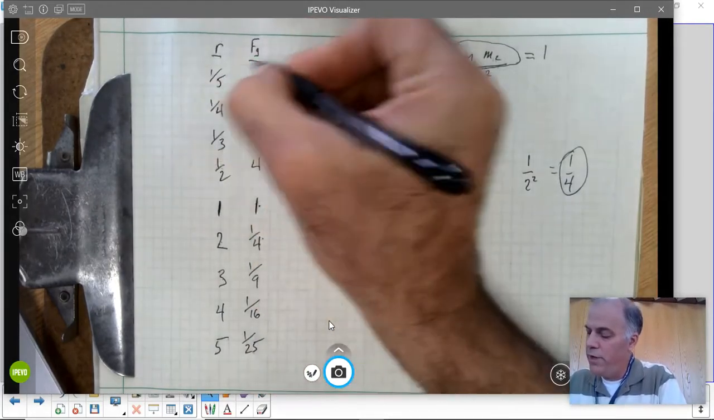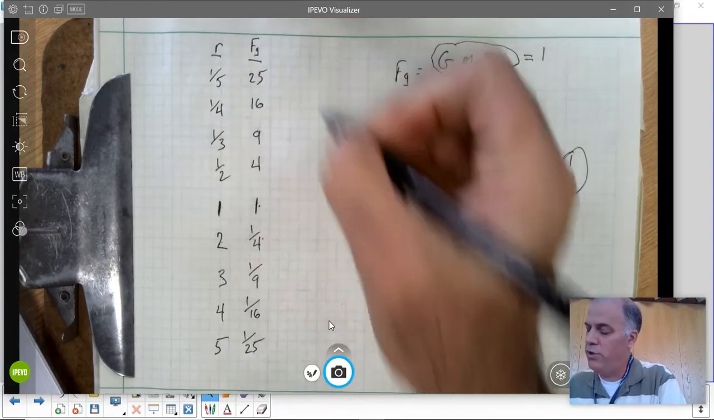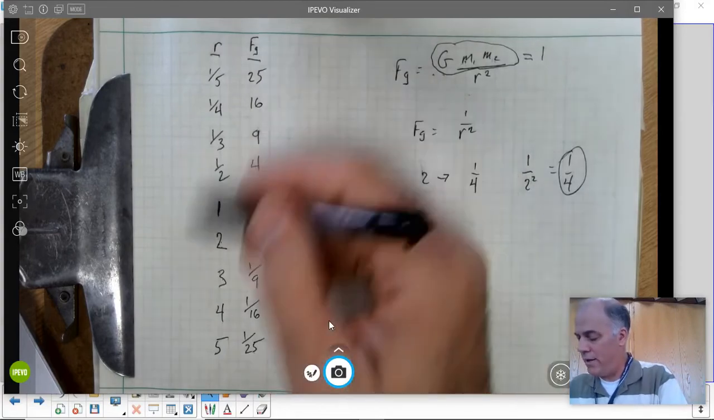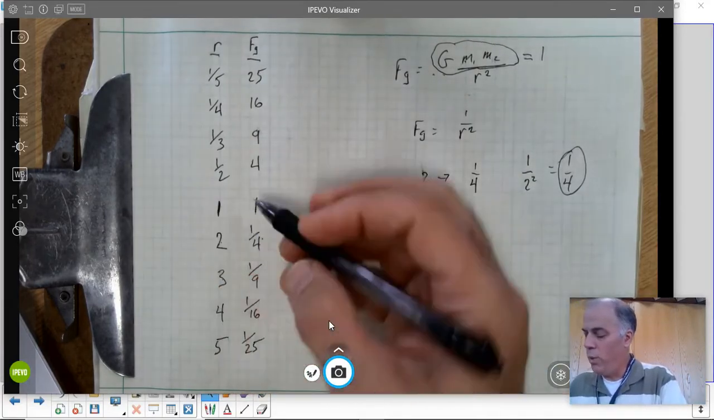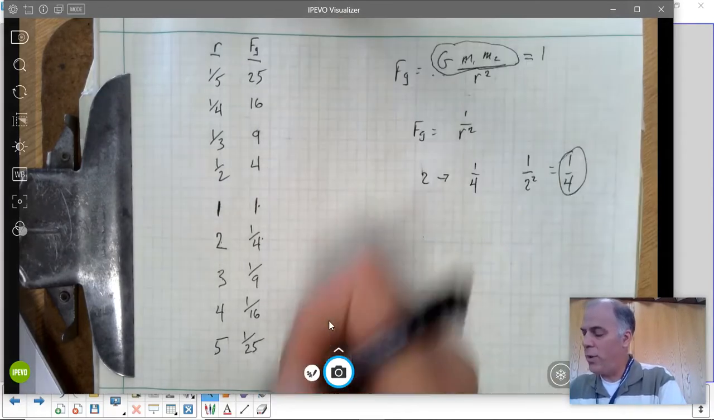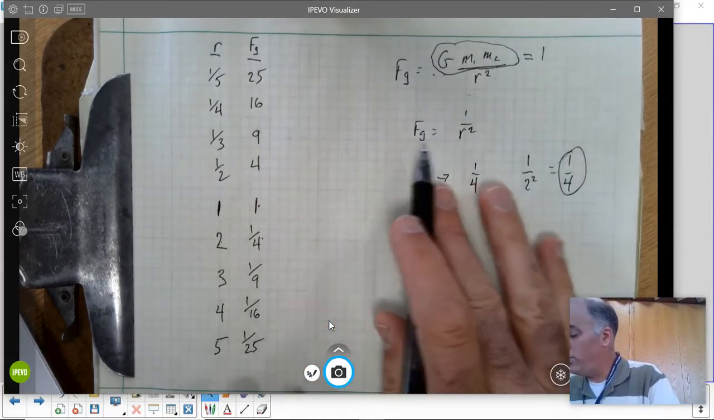If we go to 1/5 the distance, it goes 25 times as strong. Okay, now that's just based purely on the pattern here. We started with 1-to-1, we worked our way up to longer distances, and then we used these numbers to work backwards to shorter distances. Now you can also do it mathematically.